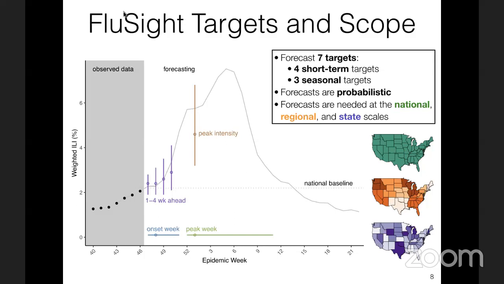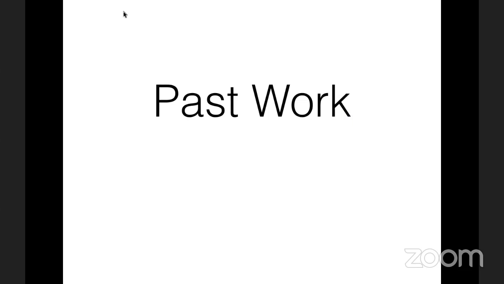I want to make sure those are really clear because this is the organizing device for all of the work that I've done in this field. It's trying to think through forecasting model conceptualizations that are able to produce both short and long-term forecasts that are probabilistic and that can be updated as new data comes in. So I'm going to quickly walk through some of my past work in this field.